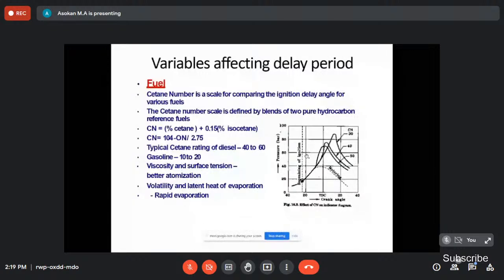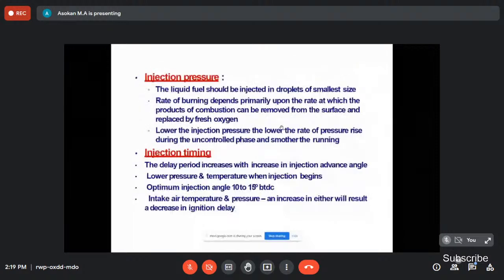And if you increase the injection pressure, then we can reduce the delay period. And also injection timing: the delay period increases with an increase in injection advance angle. Normally the fuel is injected 20 degrees before TDC. Suppose you inject the diesel at 30 degrees before TDC. When you increase the injection angle, it takes more time, and the delay period increases. So the optimum injection angle is 10 to 15 degrees before TDC.